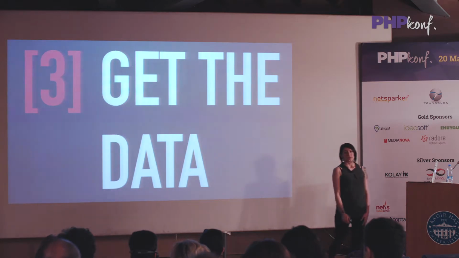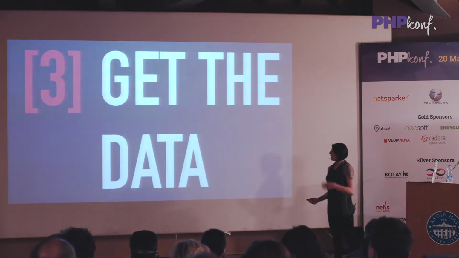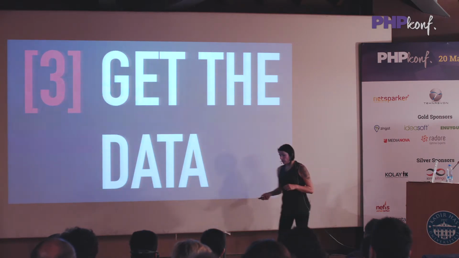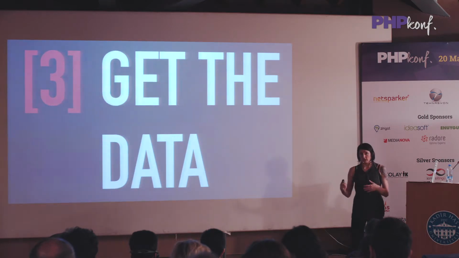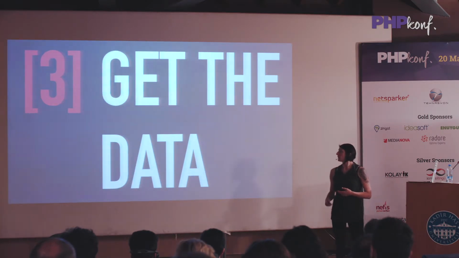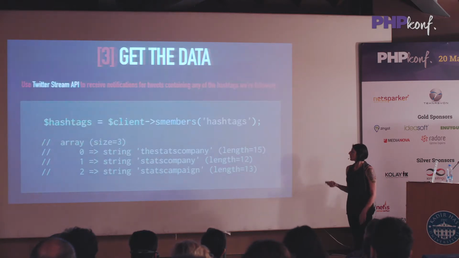Next thing we need to do, we need to somehow get data from Twitter. In this imaginary example, we are using the Twitter real-time API. So when we want to connect it and tell it which words we need to track, we first need to get those keywords. This is the command to get the hashtags as members. It will return them like this, as an array.